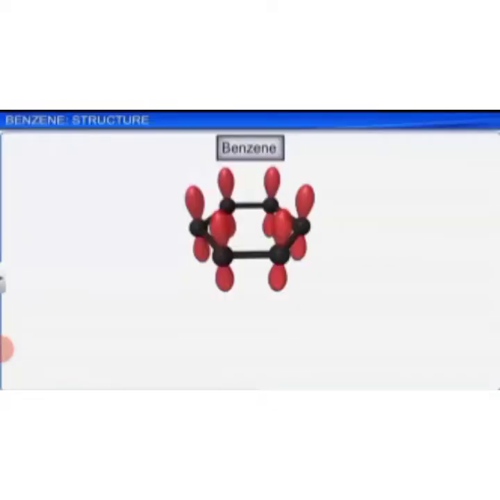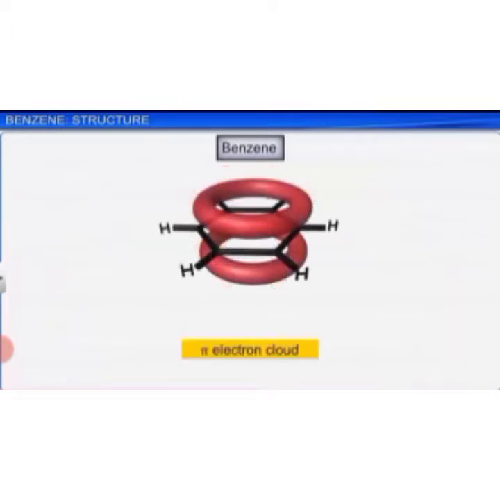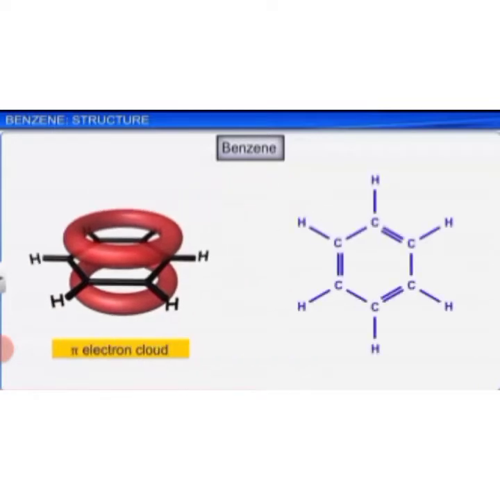These unhybridized 2p orbitals of the carbon atoms overlap each other sideways, as shown here. As there is equal probability of the p orbital of each carbon atom to overlap with adjacent p orbitals of carbon atoms, it results in the formation of two continuous donut-shaped pi-electron clouds, one lying above and the other below the plane of the carbon atoms. This delocalized pi-electron cloud makes benzene more stable than the hypothetical cyclohexatriene.